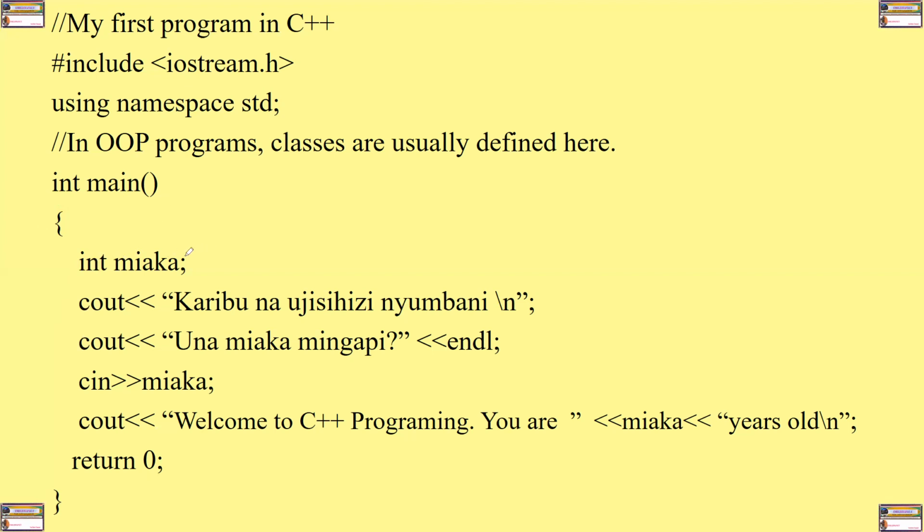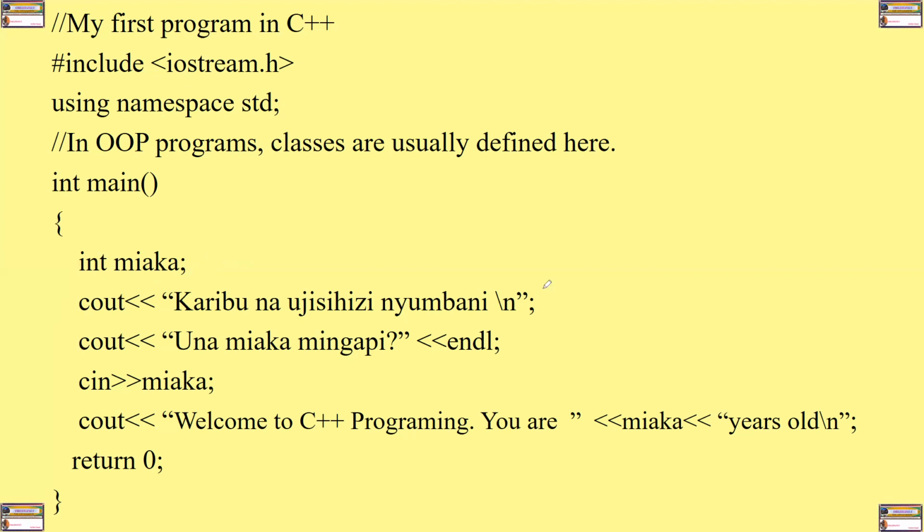And within here, I am setting a memory location aside to hold a whole number, the type integer, for that variable, that is miaka. So you always need to declare the variables that you will be using, setting memory locations aside that can hold certain values if your program is expected to store or hold some values.